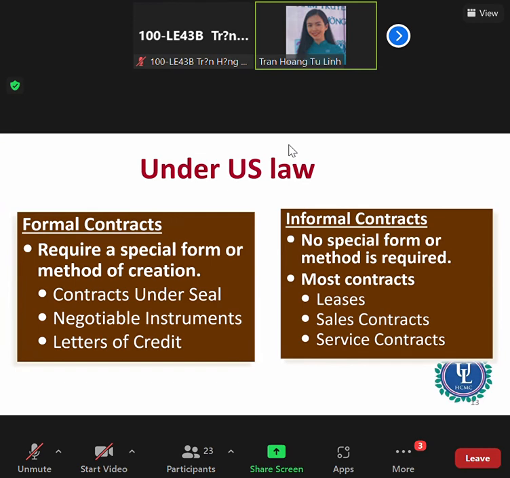Please keep in mind, we are talking about the U.S., not Vietnam yet. We have not discussed the Vietnamese law yet. We are discussing the U.S. contract law, based on the information that you have read, or maybe something that you found online. So how should a formal contract be understood?